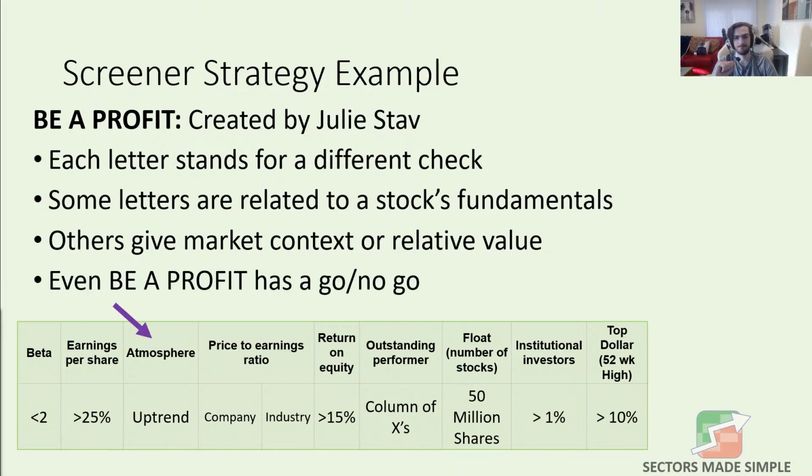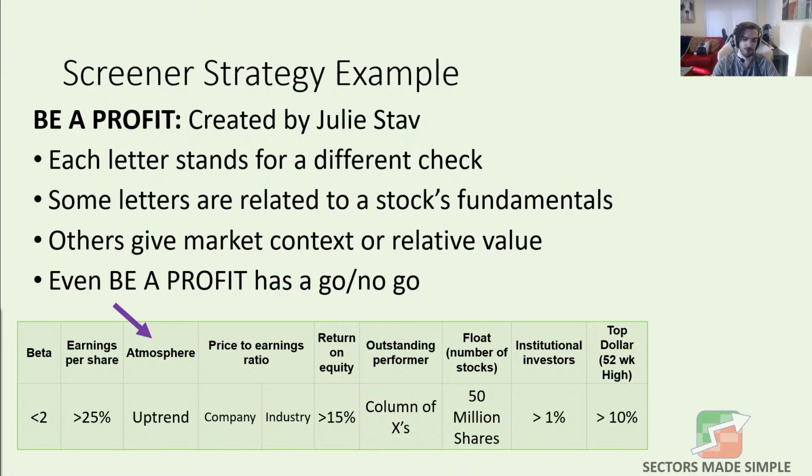And it's the A, atmosphere. Atmosphere is the market. Is the market in an uptrend? Is the market improving? Because if the market's not improving, the strategy is going to tell you that it's better to not be investing, or it's better to be holding cash. You want to be investing when the market is improving. So that's Be a Profit, and it is a little bit of everything: fundamental analysis, technical analysis, and even a little bit of that go, no-go kind of decision.